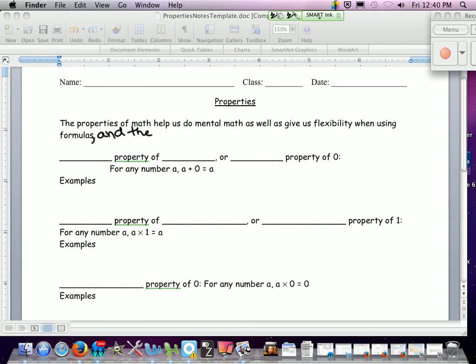and they help us simplify algebraic equations. Or expressions, not equations.